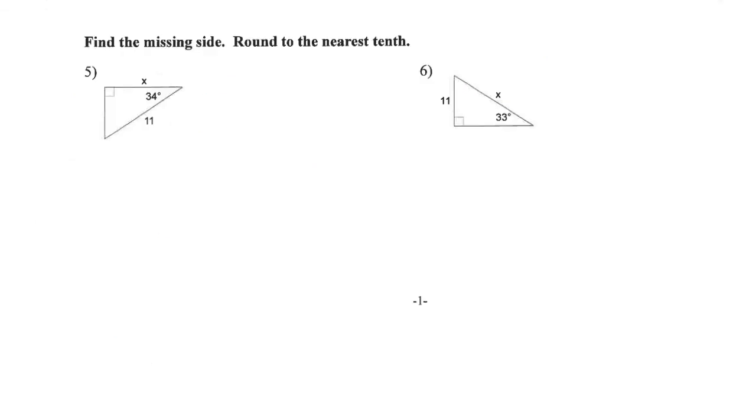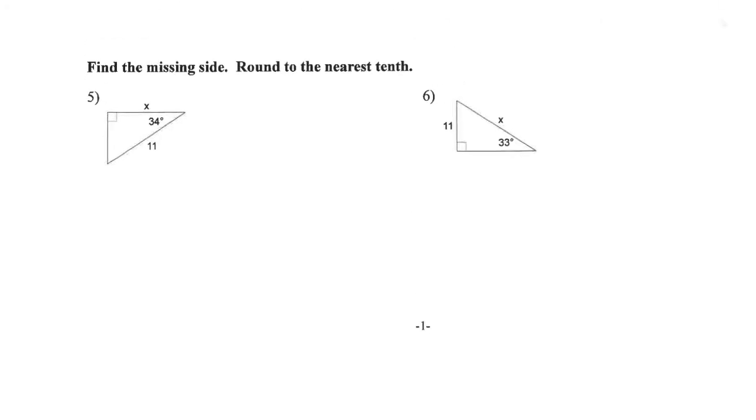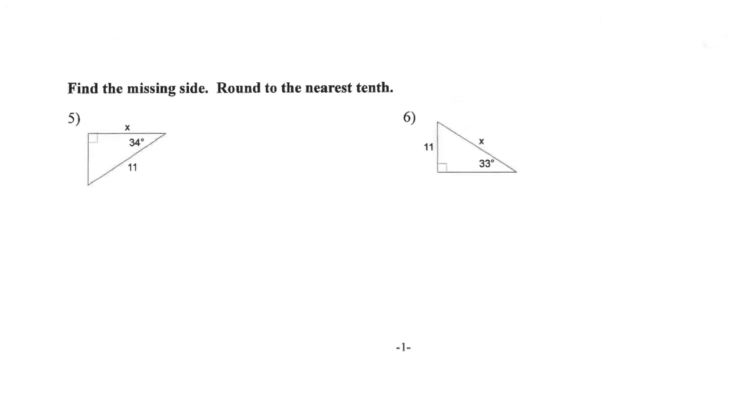Okay, numbers 5, 6, 7, and 8, I believe, are just reviewing sine, cosine, tangent. So remember SOHCAHTOA. That's the little way to remember these. So the sine equals opposite over hypotenuse, cosine adjacent over hypotenuse, tangent opposite over adjacent. So remember, label your sides.